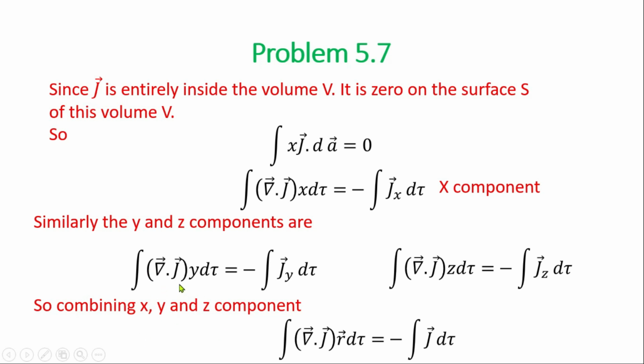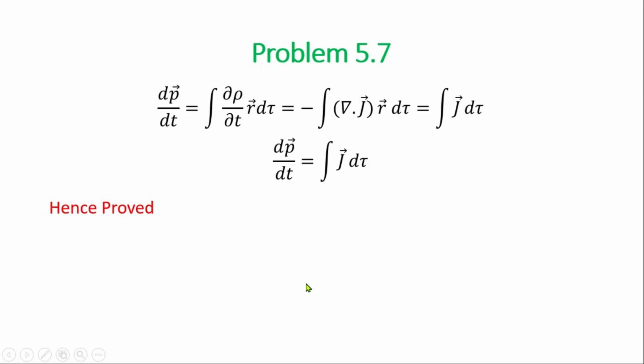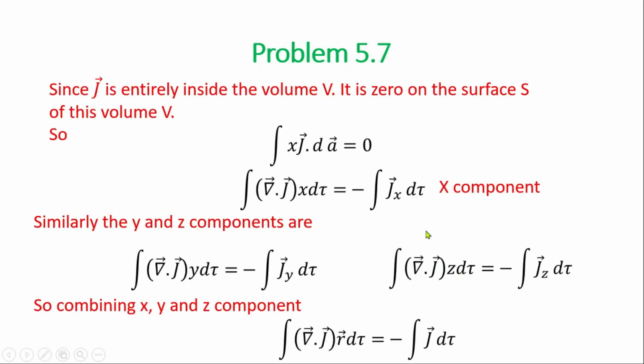The integral of the divergence of jx d tau is equal to minus the integral of jx d tau, which is the x component. Similarly, we can find the y and z components. The y component is the integral of the divergence of jy d tau equal to minus the integral of jy d tau, and for the z component, the integral of the divergence of jz d tau is equal to minus the integral of jz d tau.